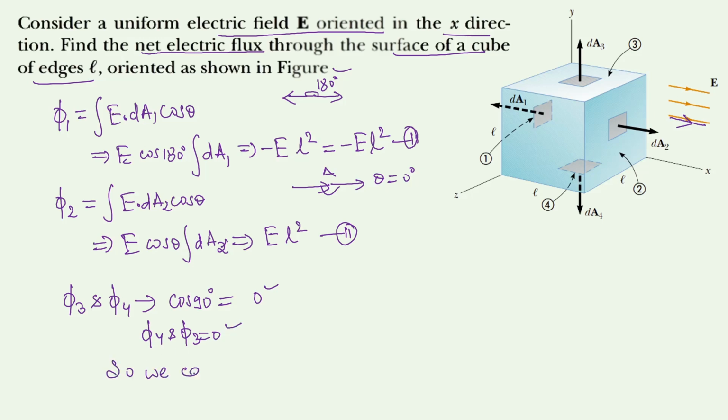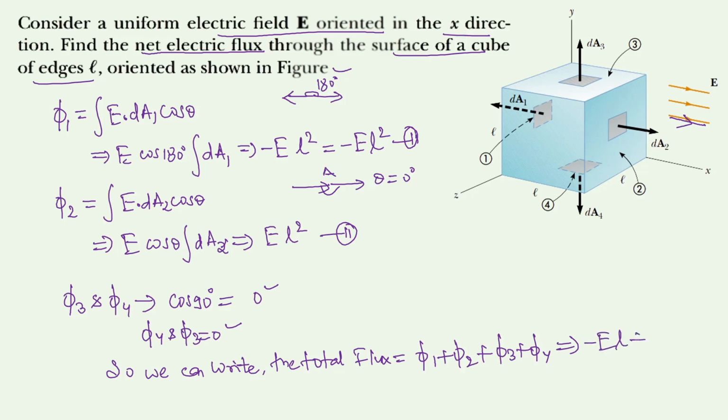So we can write the total flux is equal to phi 1 plus phi 2 plus phi 3 plus phi 4. On putting the value of each phi, we get minus E L square plus E L square plus 0 plus 0, which is equal to 0.